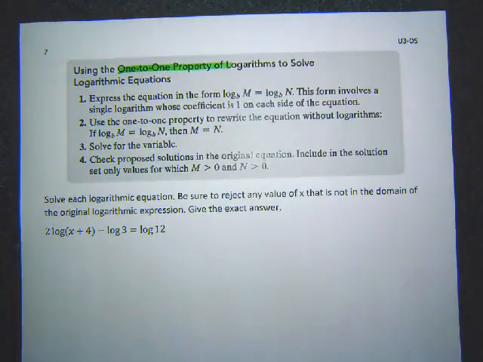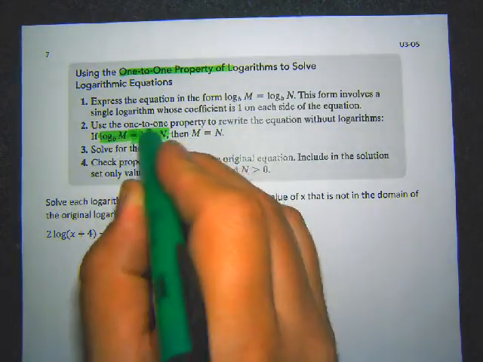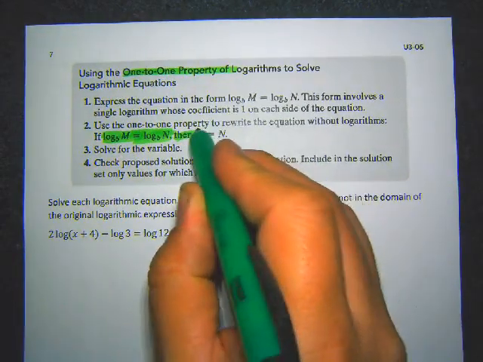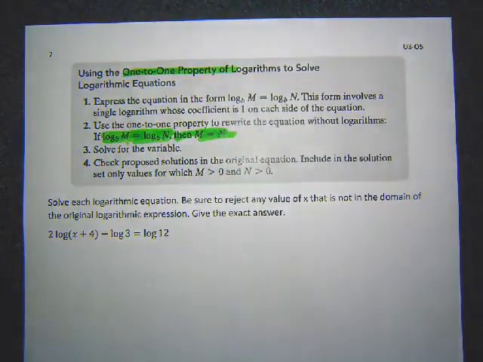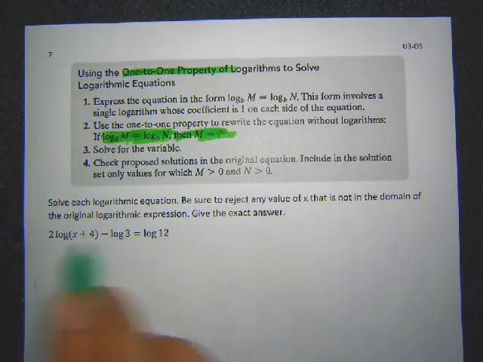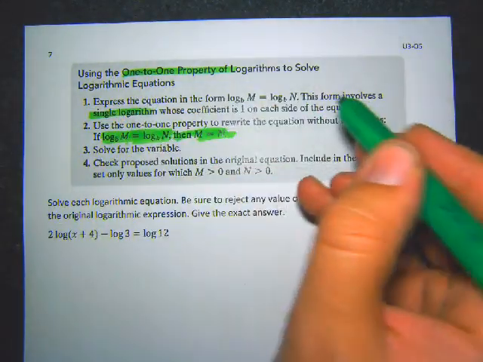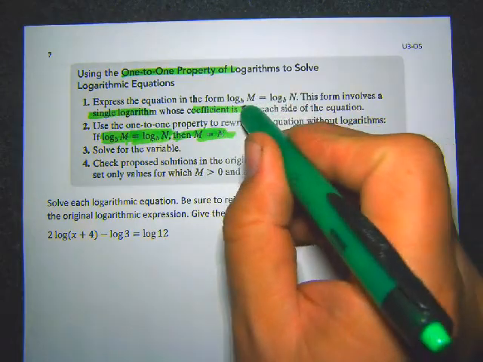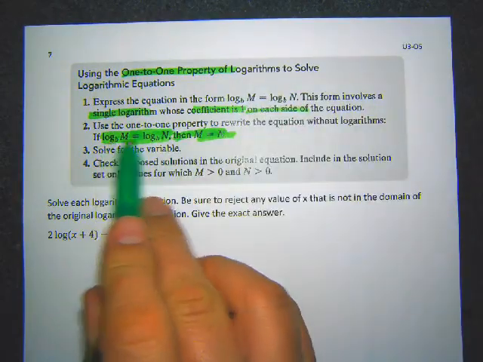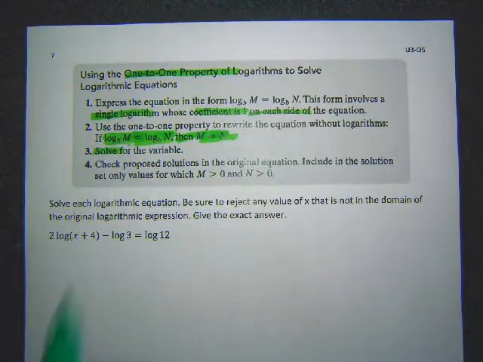The one-to-one property basically says that if the logs of two numbers are equal, then the stuff inside the logs have to also be equal. So what we'll do with an expression like this with all these logs is we'll get it so there's a single logarithm with coefficient 1, you can get all the powers in, on each side, and then you can just take those two logs and set the insides equal, and then solve after that.